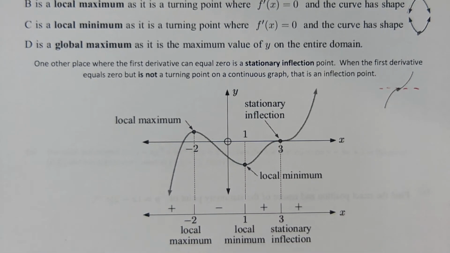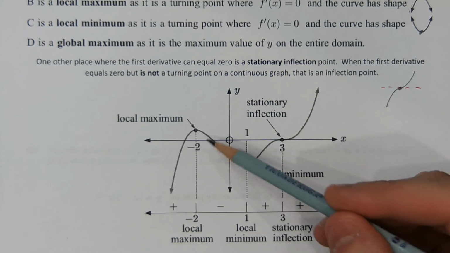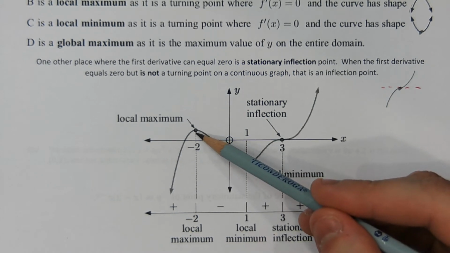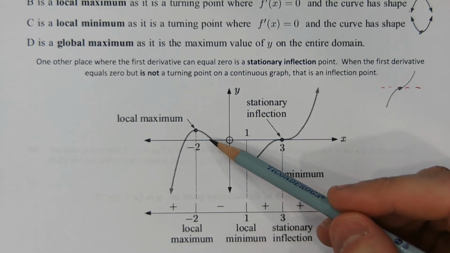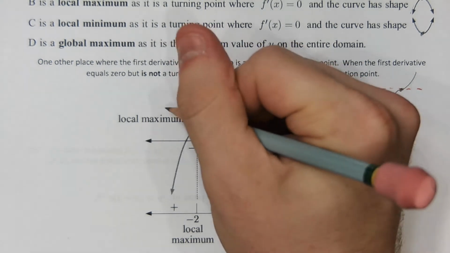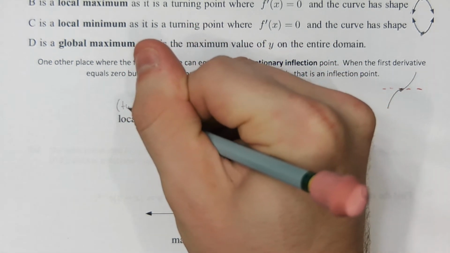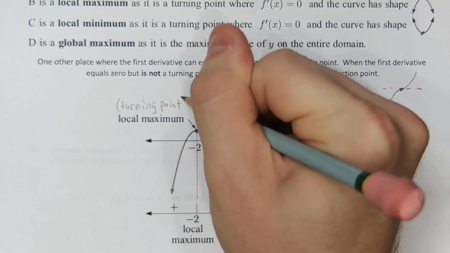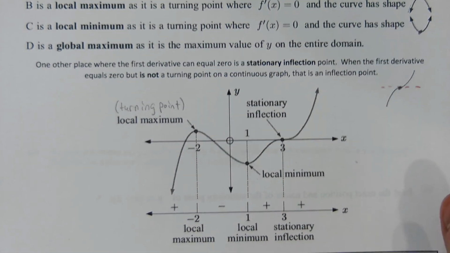Alrighty, so in this picture here, this point is a local maximum. It's a local maximum because all the points around it are definitely below it. This happens to be a turning point. Well, as it turns out, every local max or local minimum will always be a turning point.